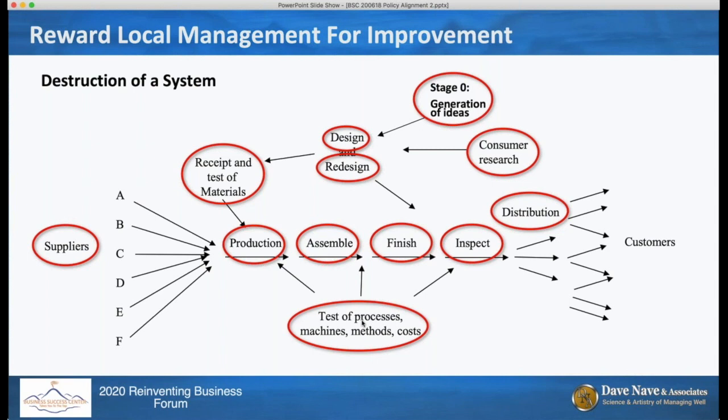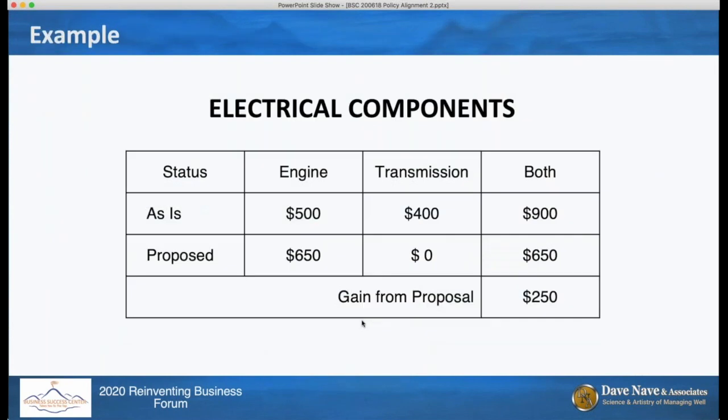Because each one becomes, like I said, they're looking for the survival of their own. You've changed the job of managing any one of these components to doing the best for you, not for the entire system. So let me show you an example from the automotive industry.